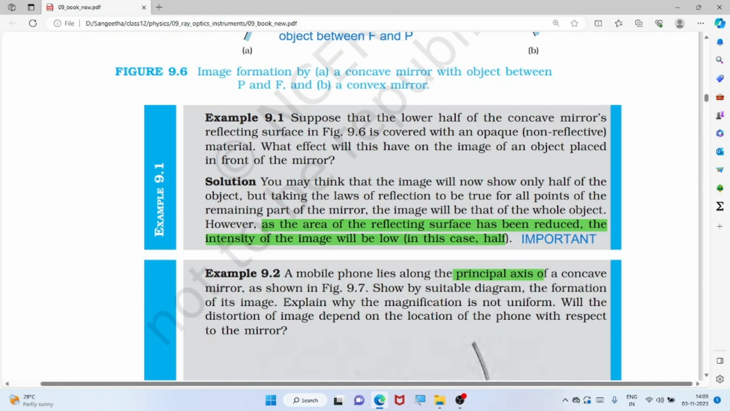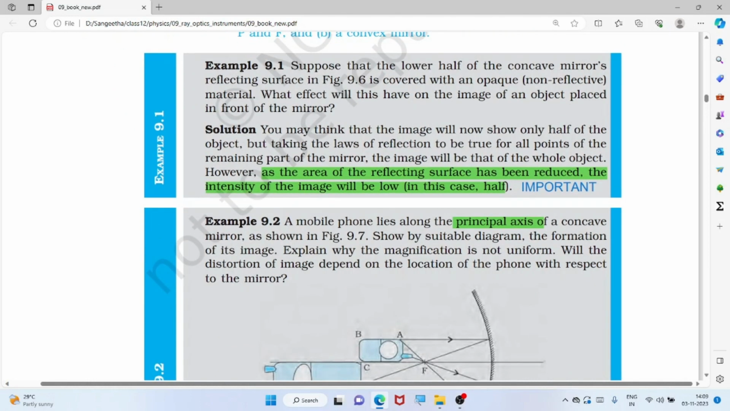Suppose that the lower half of the concave mirror's reflecting surface is covered with an opaque material. What effect will this have on the image of the object? The area of the reflecting surface has been reduced, so the intensity of the image will be low. Only the intensity will be low, about half. The image will be there, but the intensity will be low.